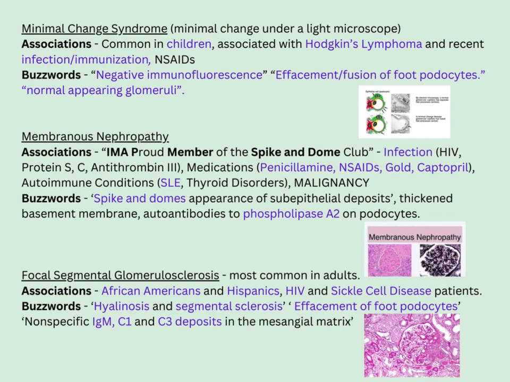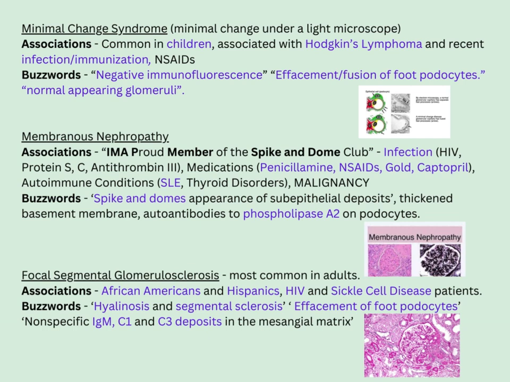With membranous nephropathy, I like to use the mnemonic "I'm a proud member of the Spike and Dome Club" to help me remember the associations and the buzzwords. I stands for infection, particularly HIV, as well as protein S, protein C, and antithrombin 3.